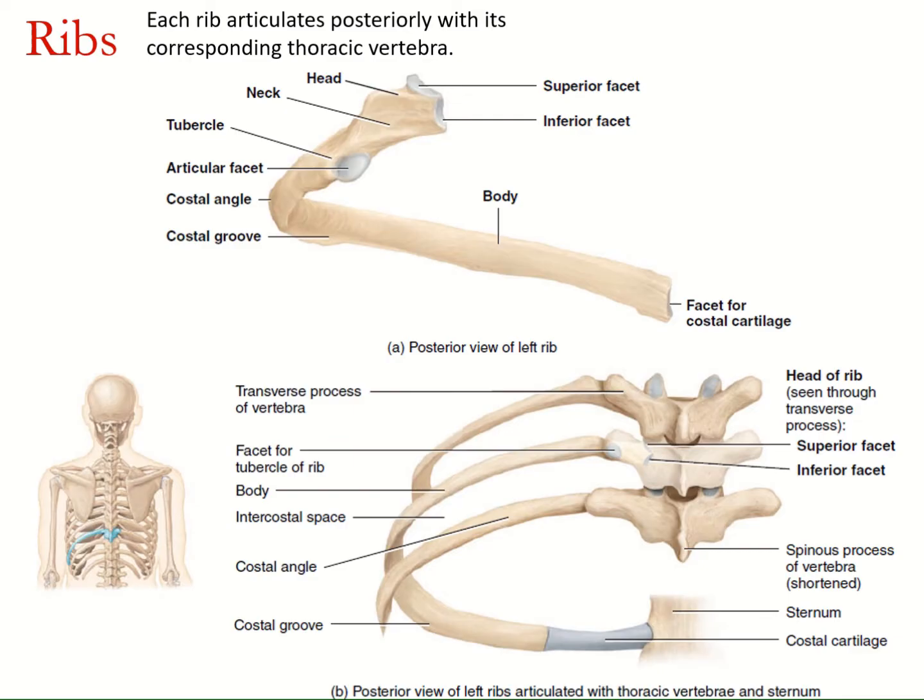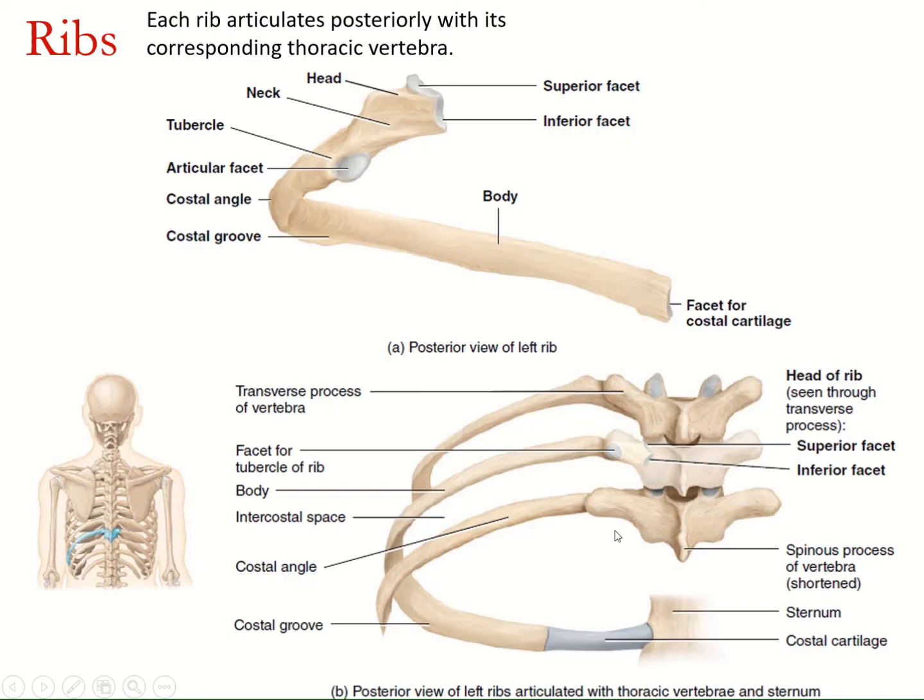Let's talk about the ribs. Each rib articulates posteriorly with its corresponding thoracic vertebra. So here is your rib. It has a head, neck, a tubercle over here, and a costal angle, costal groove. And this one is the anterior portion. This one is the posterior portion. Anterior portion, because this is a facet for your costal cartilage that will articulate anteriorly with your sternum. This side here will articulate with the superior and inferior facet of your thoracic vertebra posteriorly.